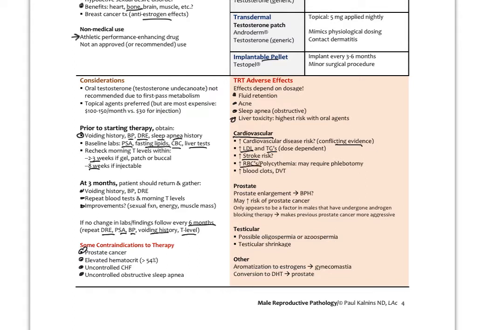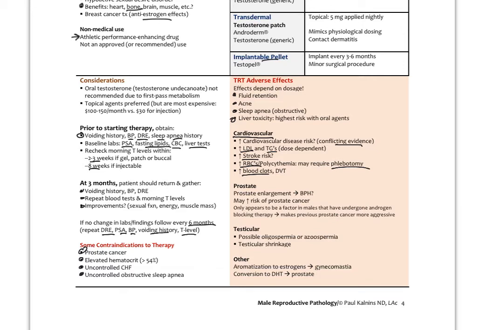So that would be increasing your RBCs, causing polycythemia. And that might actually require phlebotomy at periodic intervals if it's severe enough. And there's an increased risk of blood clots, DVT, and just thrombosis in general. So these would be the negative effects.